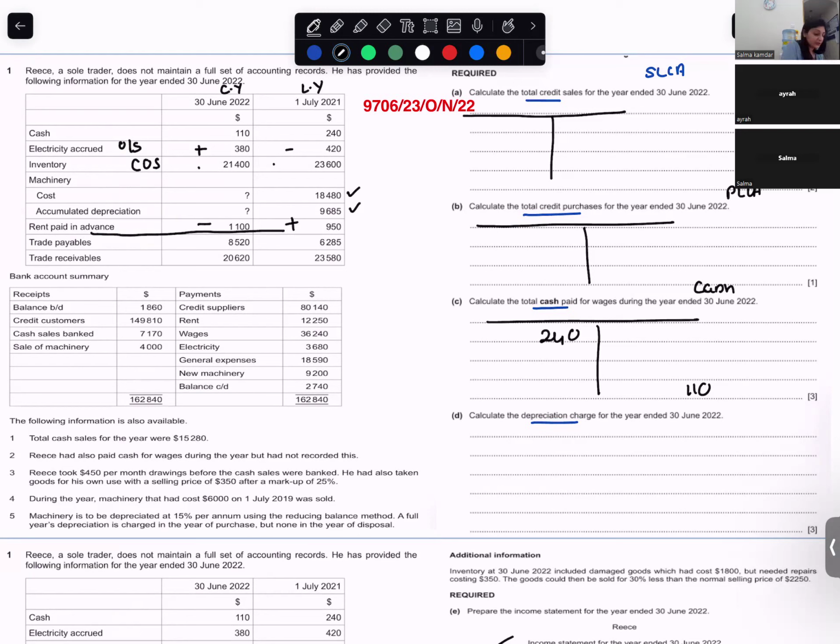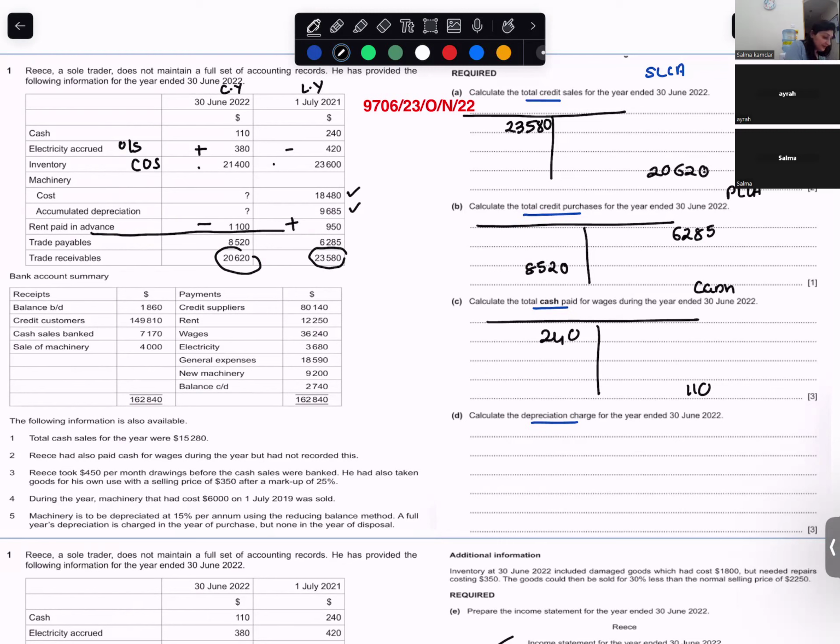Okay. Now go for trade payables, opening and closing balance. That will come in the PLCA. Opening on which side? Opening on credit side, closing on debit side. Trade receivables, opening and closing balance. Come on, tell me. So on the debit side, 23,580 as opening balance, and closing balance as 20,620.